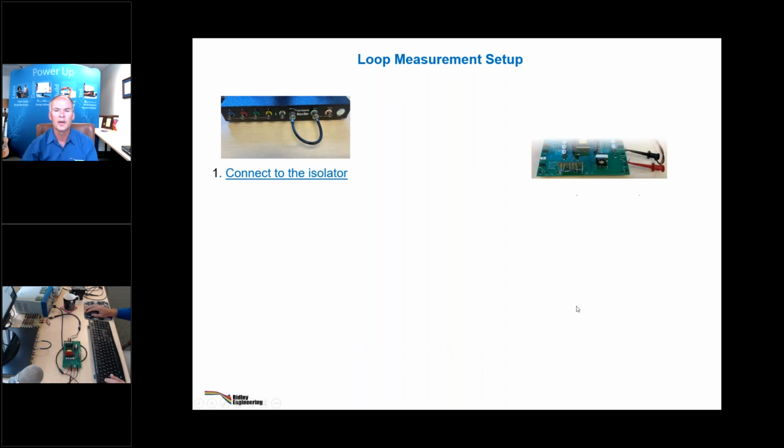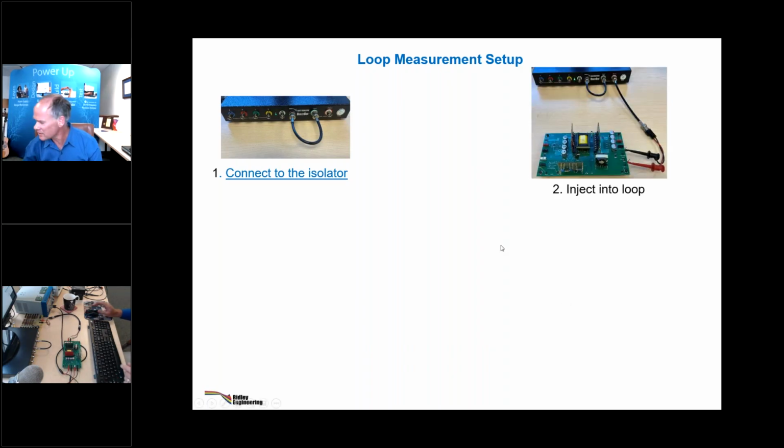That's step one. Step two, inject it into the loop. So here's my little loop injector right here. Little clip lead. Of course, you could use a BNC cable to go a little further if you wanted to. But you just clip, input, output, right there. So now we're injecting into the loop with those two wires.